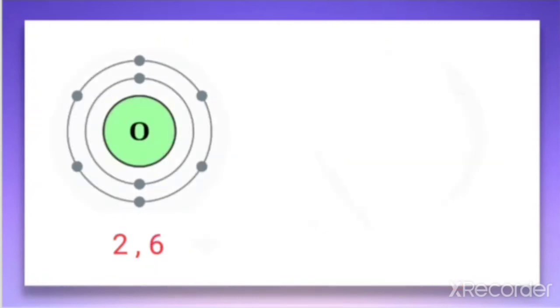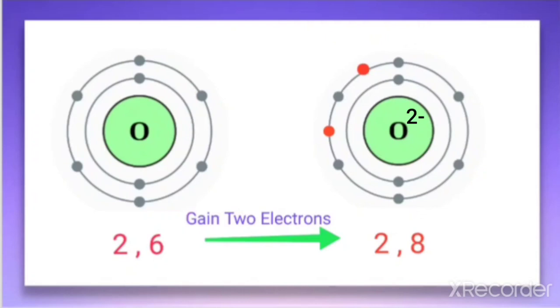Oxygen configuration is 2, 6. 6 electrons are there in the outermost shell. So how many are required to get stable? 2 electrons are required, so it will gain them. When it gains the 2 electrons, it forms the oxygen ion, that is, the oxide ion.